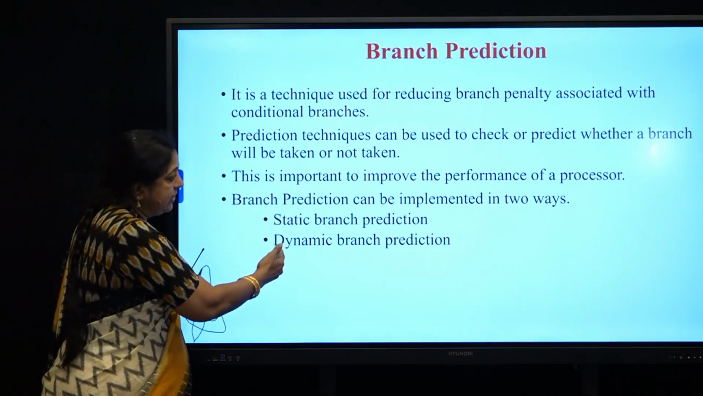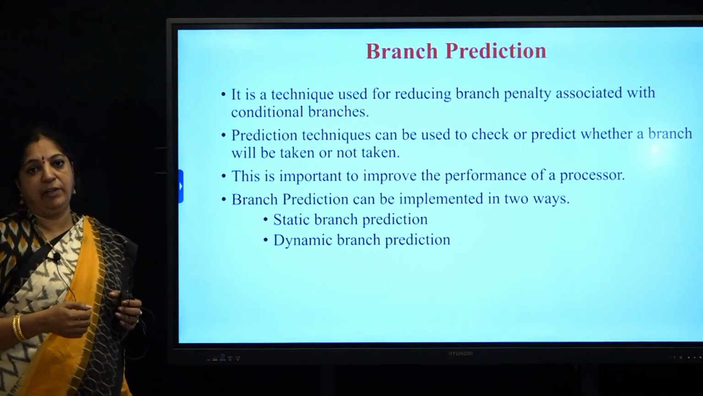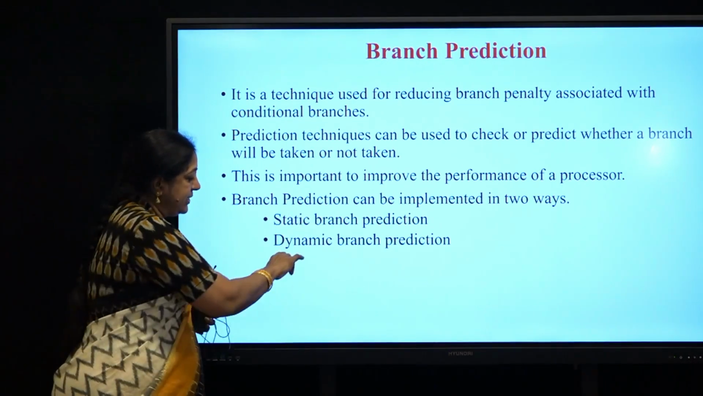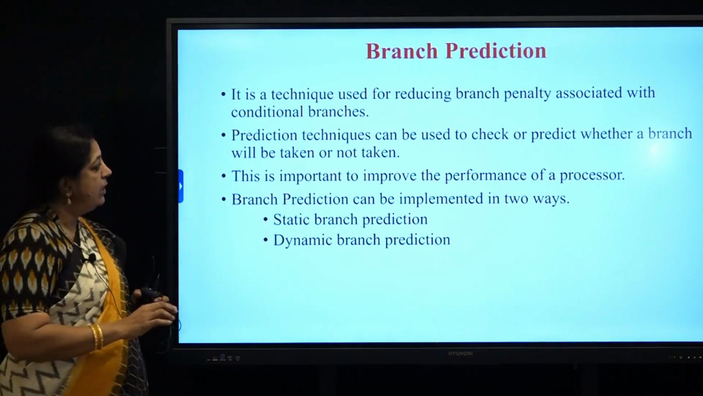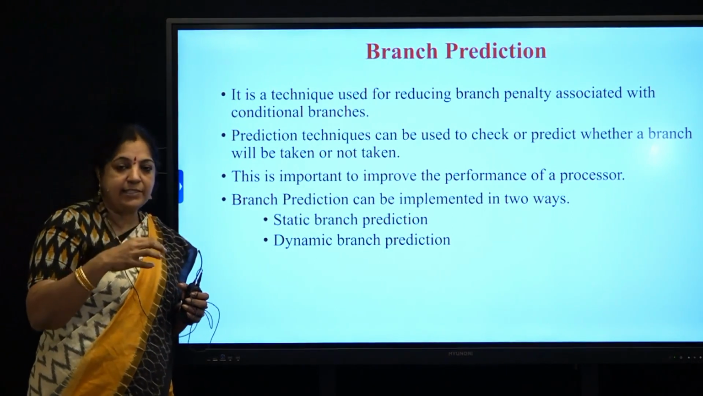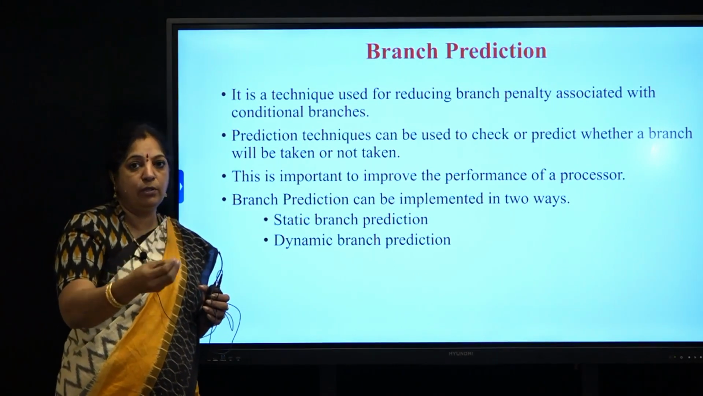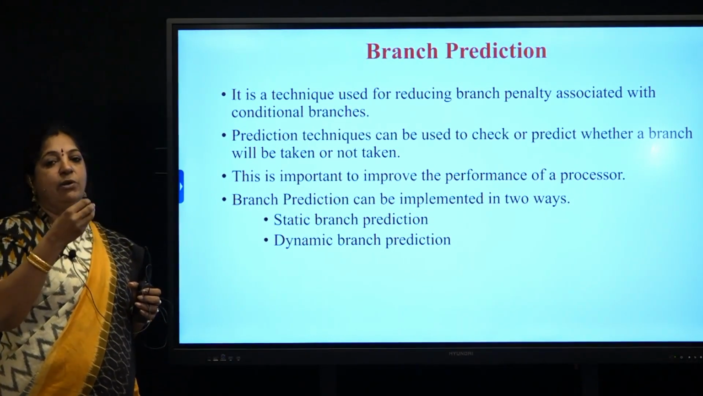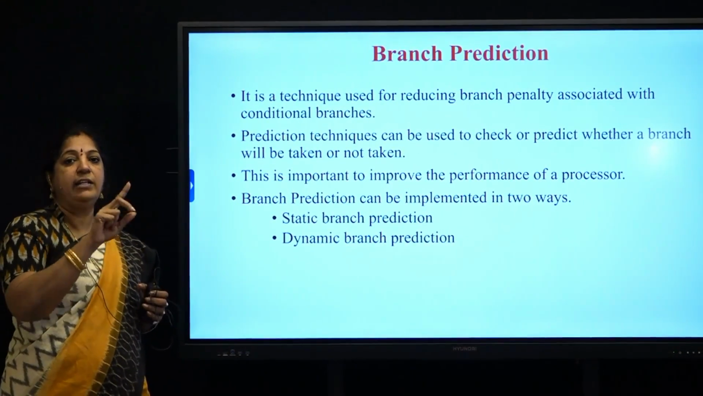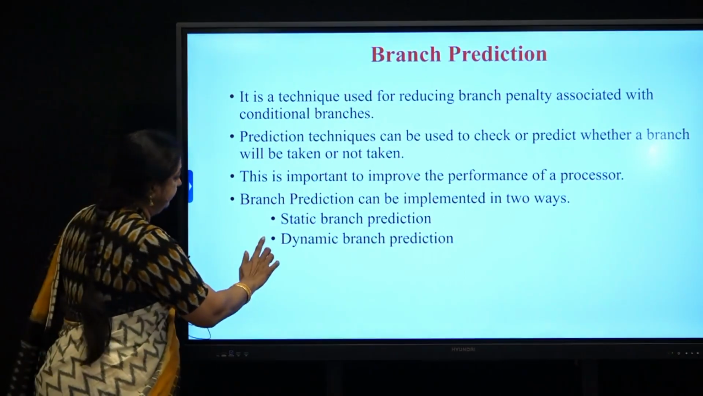Branch prediction can be implemented in two ways. The first one is static branch prediction, the second one is dynamic branch prediction. Once again, branch prediction is nothing but predicting at the start that in the following instructions we are going to get a branch statement, where the immediate next statement should not be executed and the control is transferred to some other address which is mentioned in the instruction.